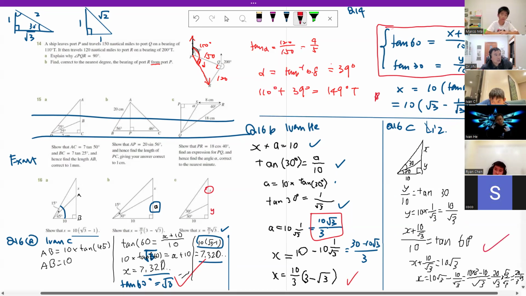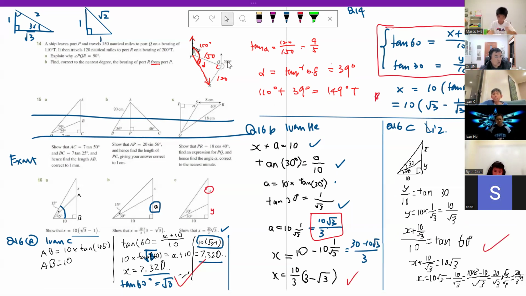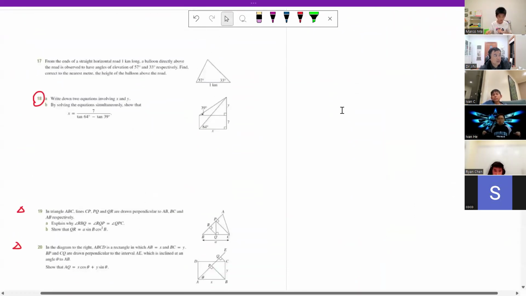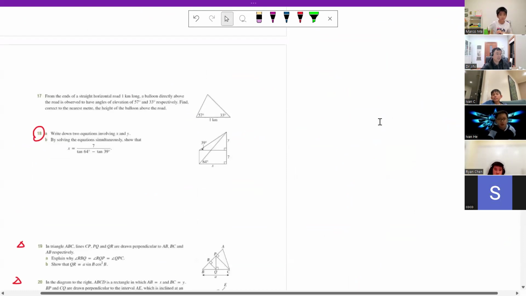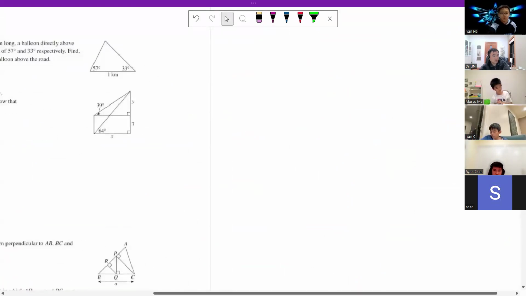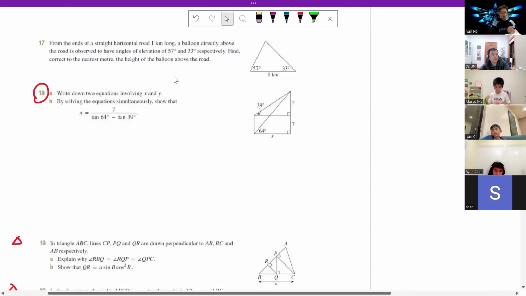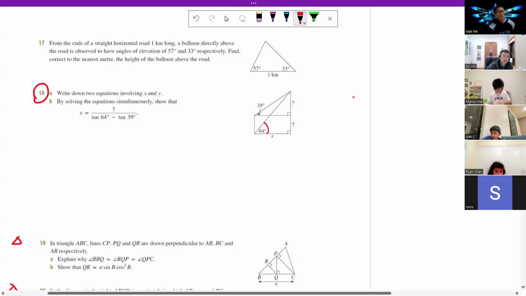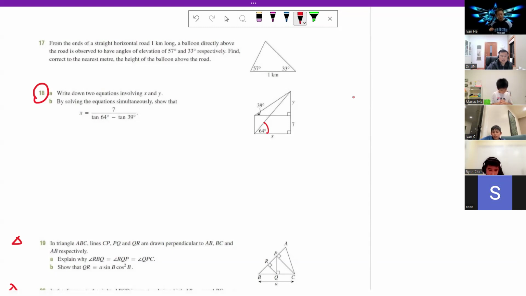All right, so that's good, guys. Let's move on and see whether we can try something harder. Not hard, right? So for 18, for time management, let's just do it quickly. 18 is the same thing. You have two angles given, 64 and 39. Try to calculate x, but there is no y. There's no y, so the question is again going to be a simultaneous equation.